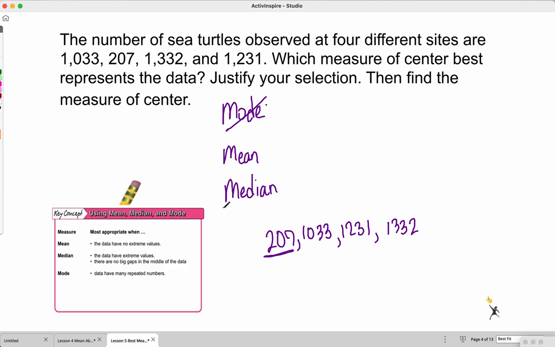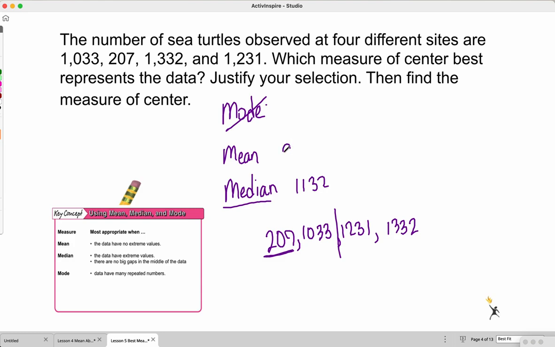And with that extreme value, my best measure is going to be median. So together we'd find the median as 1,132. And that seems to be a pretty good measure. Without the 207, it kind of negates that 207's ability and says, okay, the center is probably closer to here. And if you look at these three numbers, that's probably a much closer measure of center with the majority of our data.